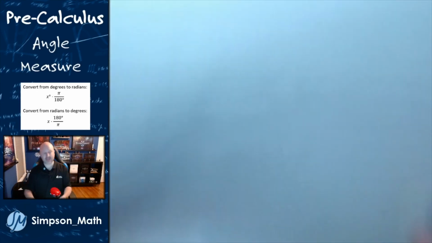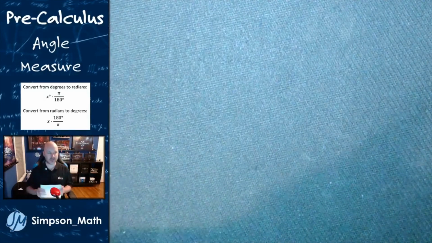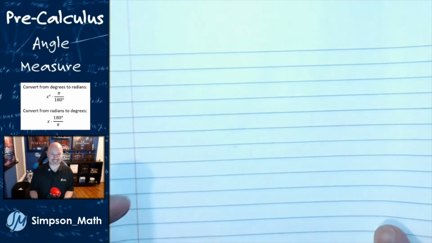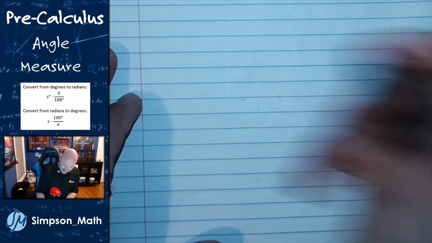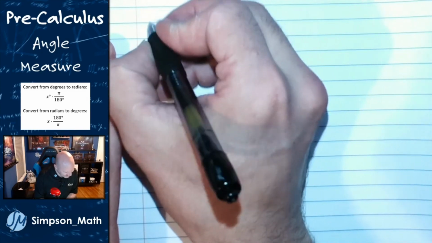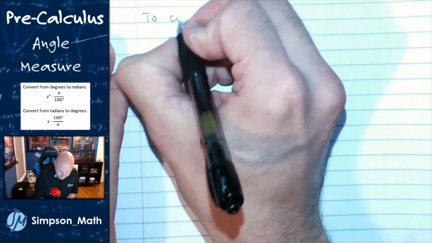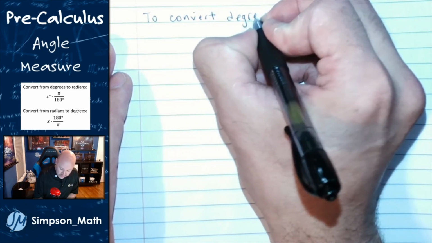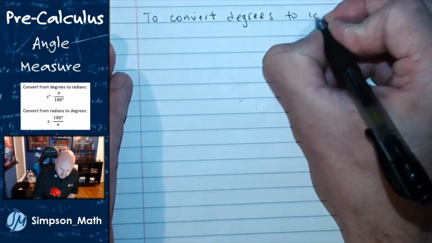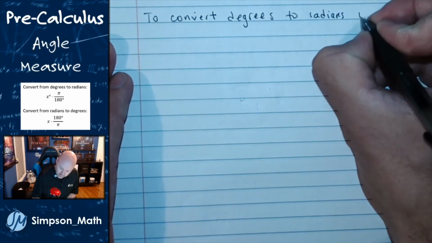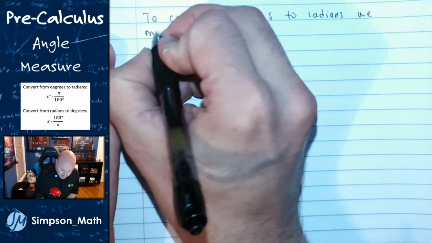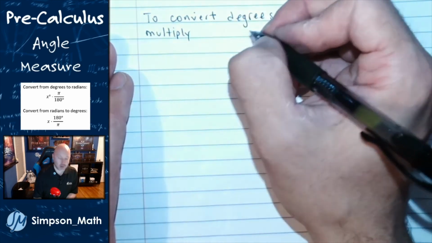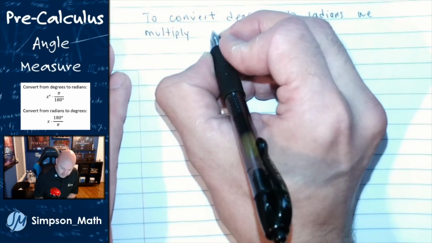Pi radians equals 180 degrees. All right, so to convert degrees to radians, we simply multiply the degree by pi over 180.